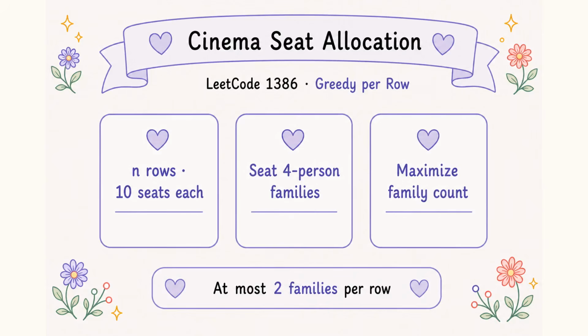Welcome to Cinema Seat Allocation, LeetCode 1386. A cinema has n rows with 10 seats each. Some seats are reserved. We must seat as many 4-person families as possible. Each family needs 4 adjacent seats in one row, and a row can hold at most 2 families. Today we learn the valid blocks, dry run an example, then write the greedy code.